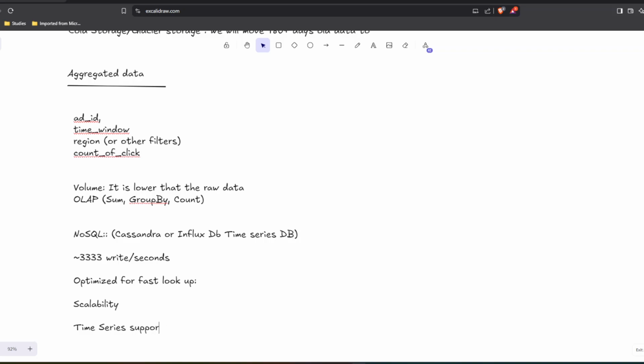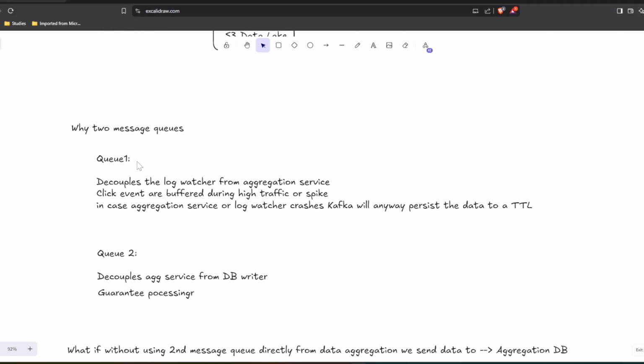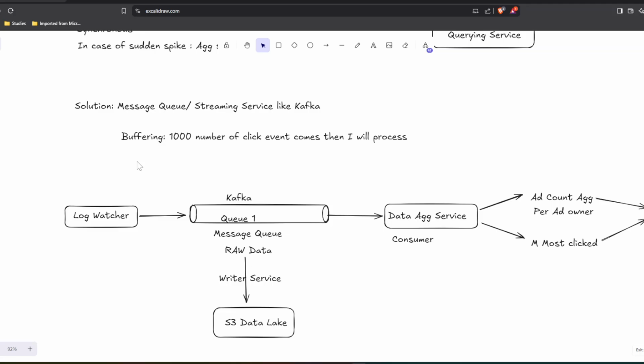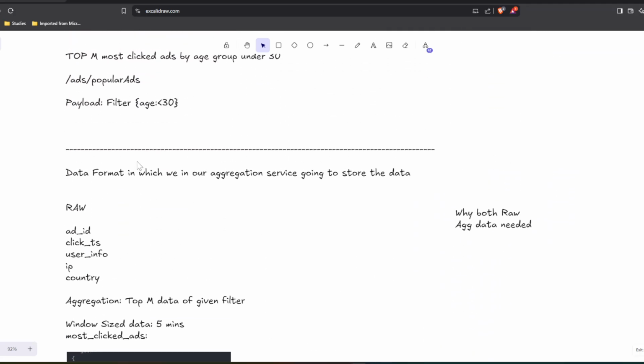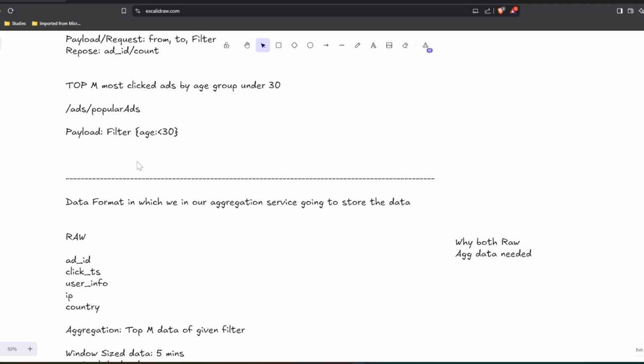Like automatic aggregation or expiration of old data. So this kind of things are really very much necessary for our system. That's why Apache Cassandra or InfluxDB or ScyllaDB is something we can go with. Now, we have a very fair idea regarding our database, what kind of streaming service we are going to use, and what will be our endpoints and what will be our data.